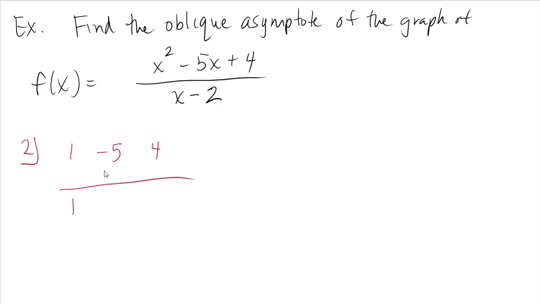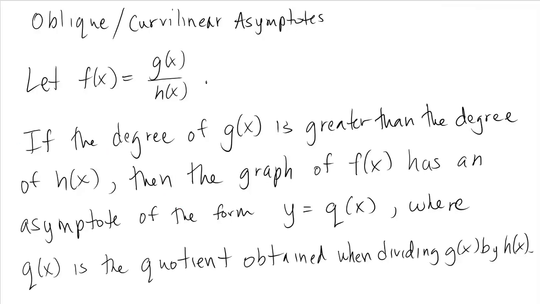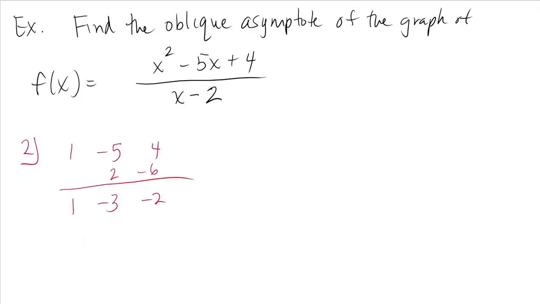Bring the 1 straight down. 2 times 1 is 2. Negative 5 plus 2 is negative 3. 2 times negative 3 is negative 6. And we get a remainder of negative 2, but that actually doesn't matter. We figure out the asymptote by looking at the quotient that you get. It's y equals the quotient. So the quotient in this example is x minus 3.